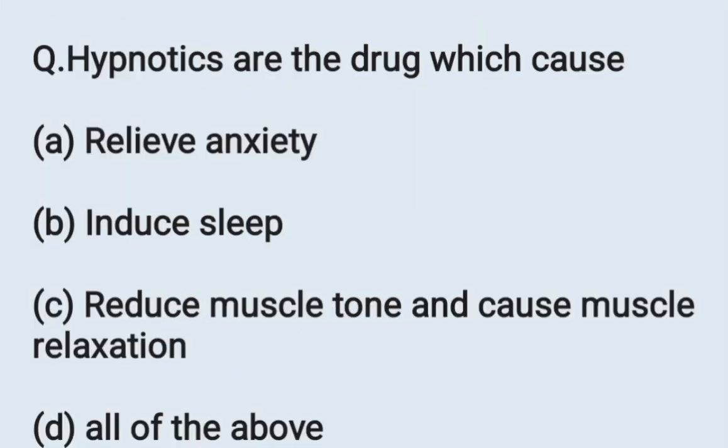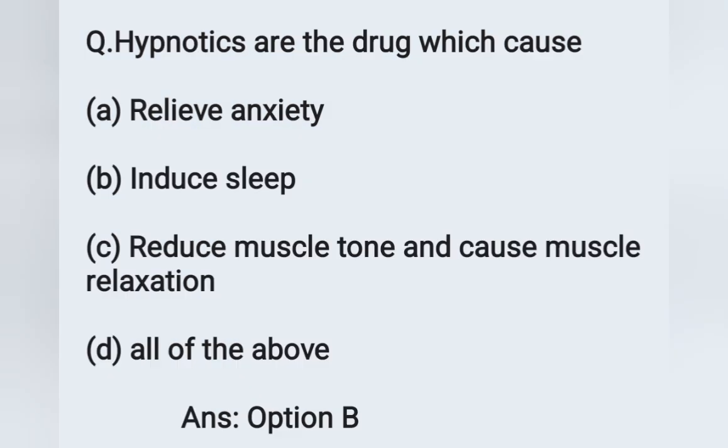And the next question is hypnotics are the drugs which cause. Options. Option A, relieve anxiety. Option B, induce sleep. Option C, reduce muscle tone and cause muscle relaxation. Option D, all of this. Hypnotics are the drugs which mainly induce the sleep. Okay, option B is the correct answer.